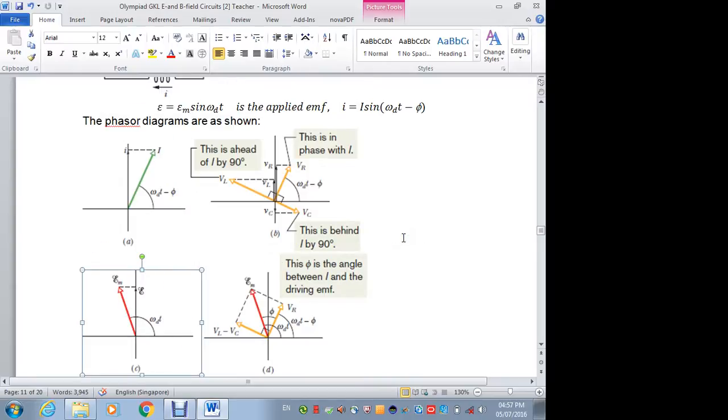So if you follow the phasor diagram, you first draw the current. The length over here will represent the amplitude of the current. The angle represented here will be omega t minus phi. So the projection on the y-axis will give you the instantaneous value of the current. This phasor will rotate anti-clockwise.